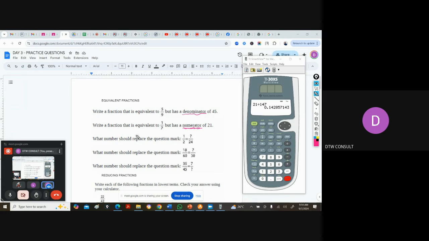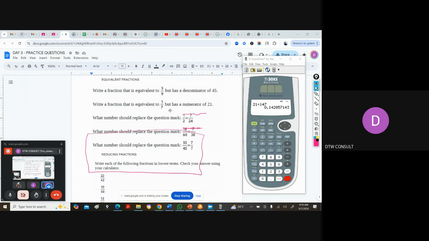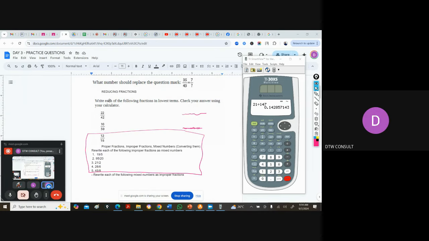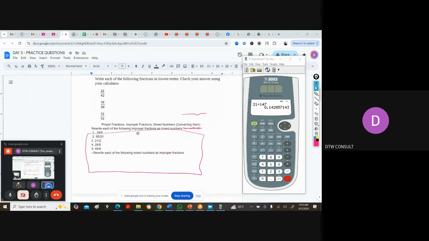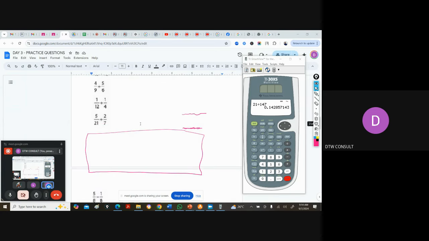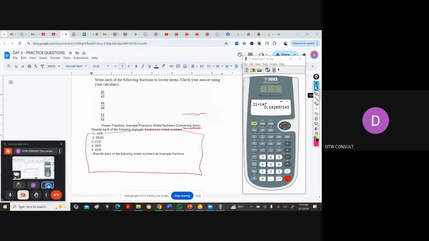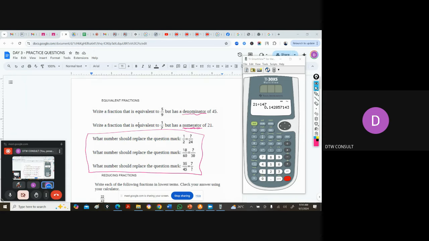Good, good. All right. So I'm going to leave this as homework. Let us work on this. Chantel, I want us to work on everything here that we haven't done: reducing fractions, changing fractions, and the rest. Let's work on the day three practice questions. Please, let's finish them off. Then we'll meet on Monday.